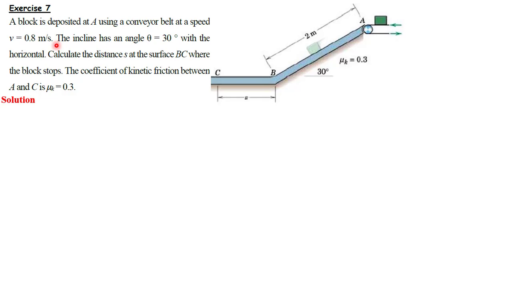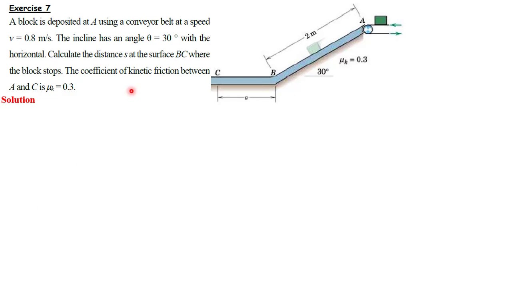The question is, calculate the distance S at the surface BC. This is a horizontal surface where the block stops. So basically the mass will go from A to B and then from B it will continue towards C. At a certain distance S, so at C, the block will stop. They want us to find what is S. So the length of BC, they want us to find BC.